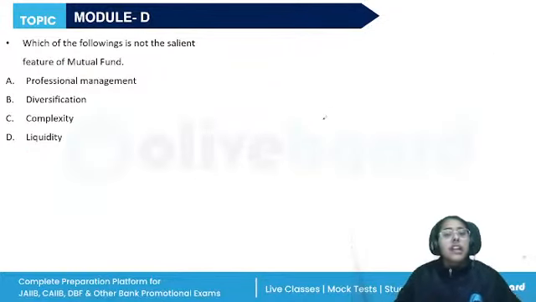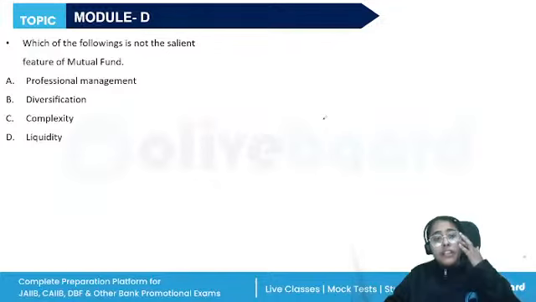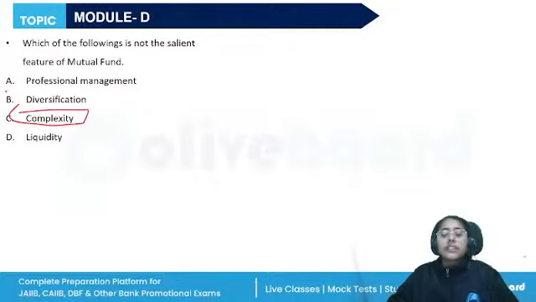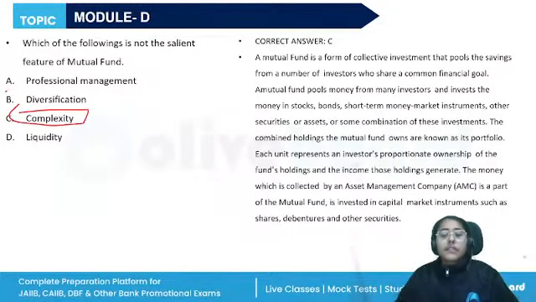All right. Next, which of the following is not the salient feature of mutual fund? Salient features, or what are the benefits of mutual funds undertaken by the banks? So, professional management, diversification, complexity, and liquidity. So, we can very easily answer this question, which is not a salient feature. So, complexity is not a salient feature. Why? Because a mutual fund is a form of collective investment that pools the savings from a number of investors who share a common financial goal.